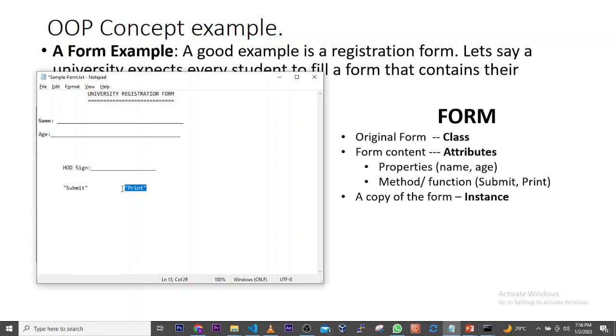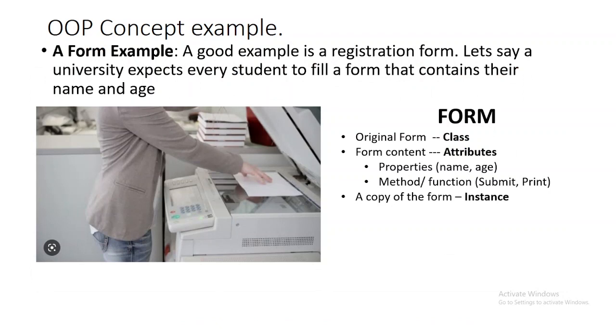So for attributes that require not just filling in, not just typing in stuff or reading what is there, you would be using functions. And for attributes that are just for taking in data, you will be using property attributes. When the form is created, there will be a need to make copies of the form and give them to the students that need to fill them.